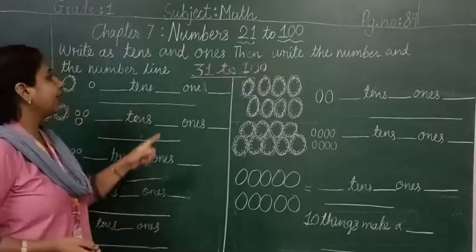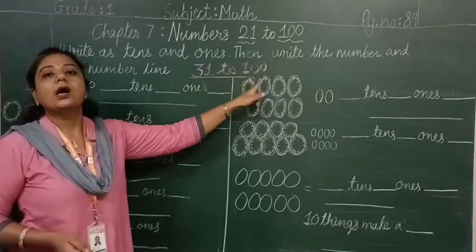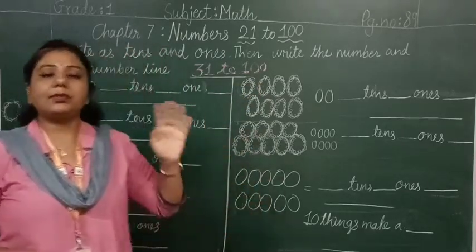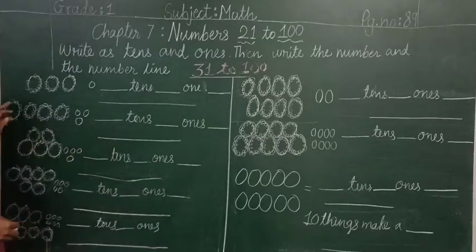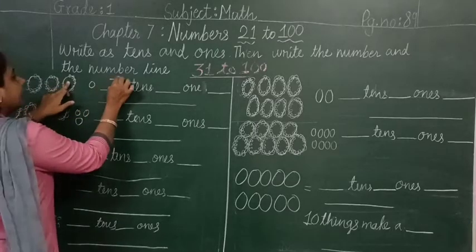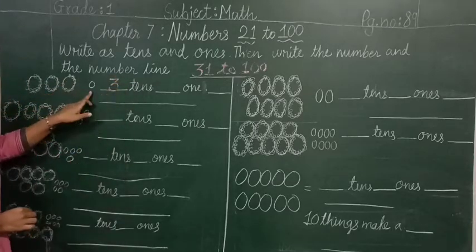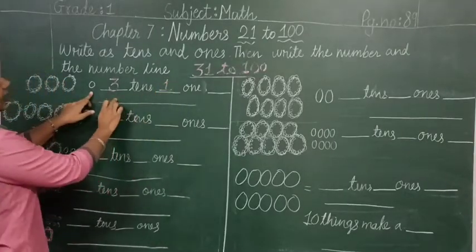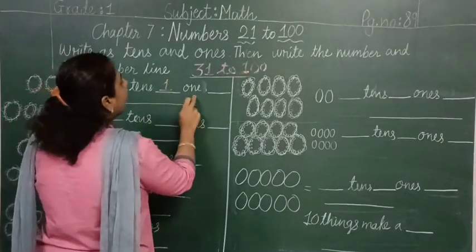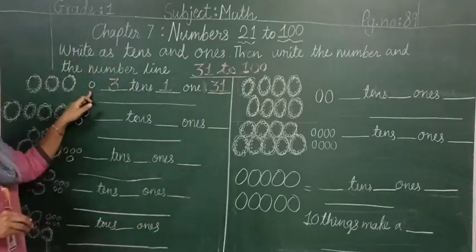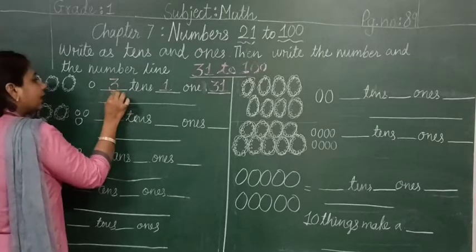Friends, after that, we will learn 31 to 100. We have learned 21 to 30. The concept is the same. So, here, how many tens? 1, 2, 3. 3 tens. And how many ones? Only 1. So 3 tens and 1 one means 31. Here you have to write down the spelling.